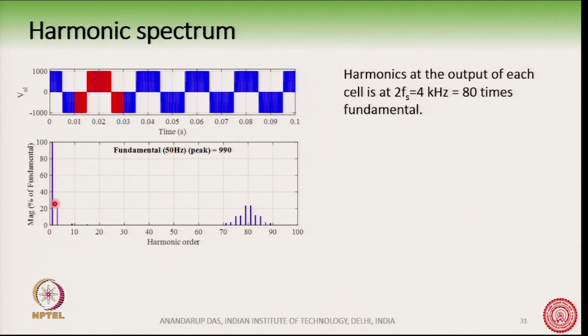This is the fundamental here, and there is a third harmonic here. The third, 9th, 15th harmonics are there because of the min-max algorithm. But the first band of harmonics is residing around 80, because we have kept 2fs equal to 4 kilohertz. So, the first band of harmonics is residing around 80 times the fundamental. This is the output from one cell.